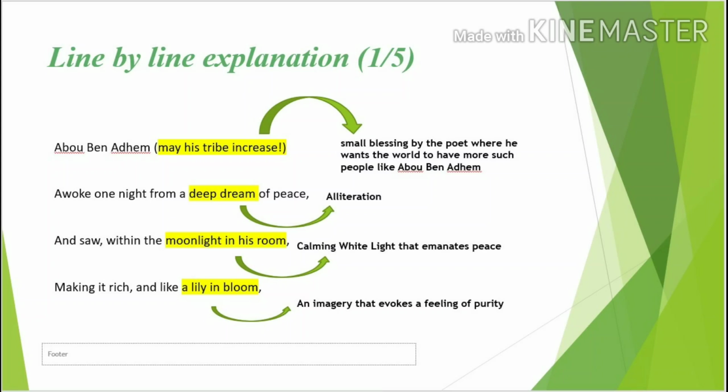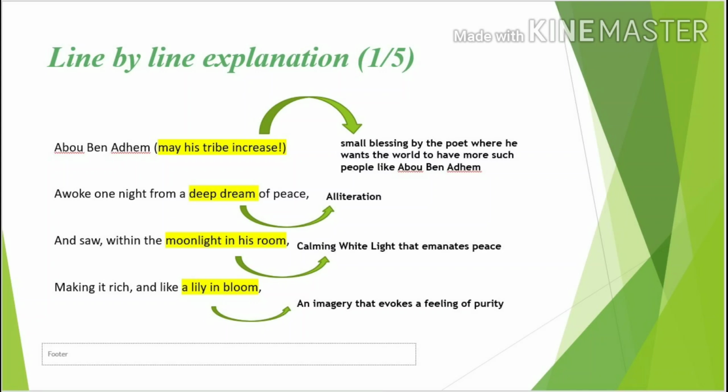This is again a very nice pair of rhyming words. So you have increase, peace, room and bloom. So what does he see after waking up?